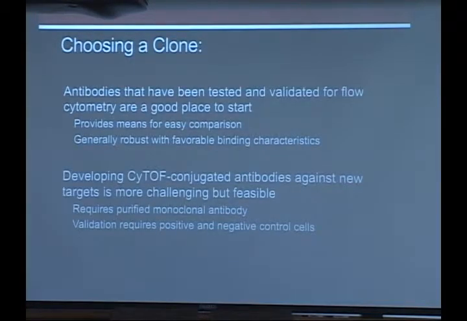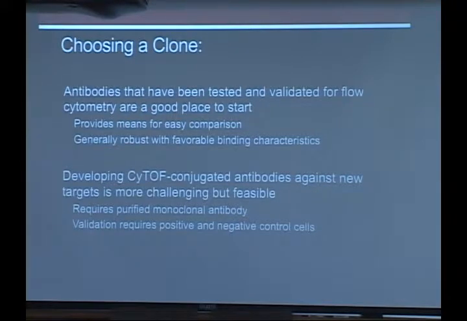And so the first place to start when you're thinking about how to label a new antibody is choosing the antibody clone that you're interested in. So you want to identify the target that you want to measure, and then think about which antibody clone is most suitable. And generally, what we do in Gary's lab is to choose an antibody clone that's been validated for flow cytometry if one exists. So if you have an antibody that you really like for fluorescence-based flow cytometry, go ahead and use that same clone to label for CyTOF.